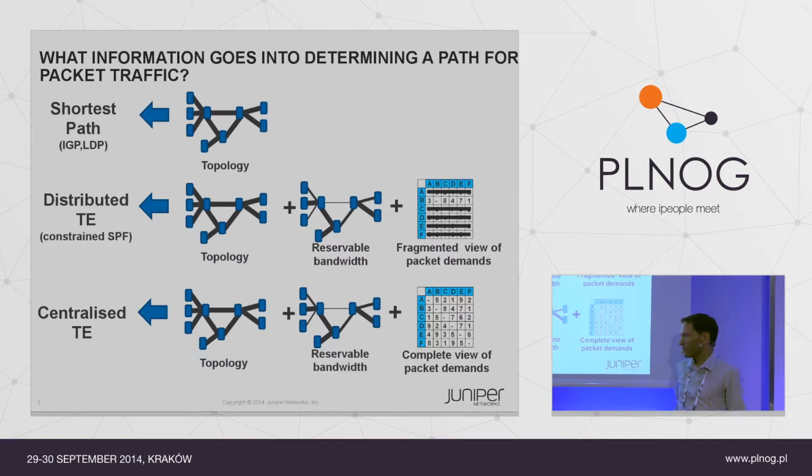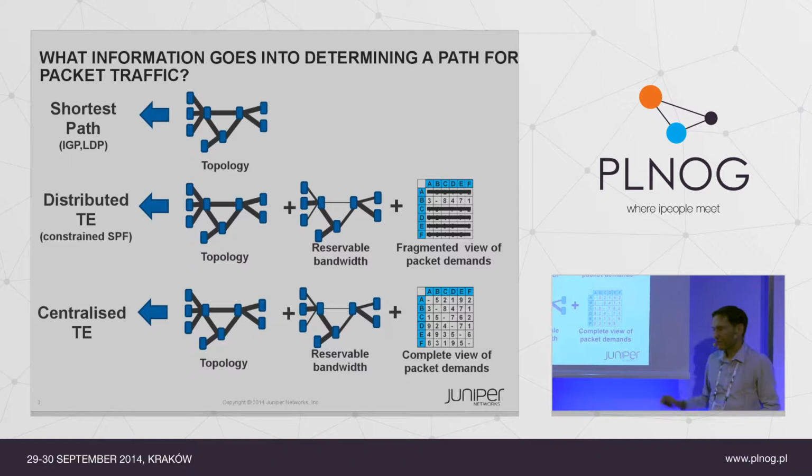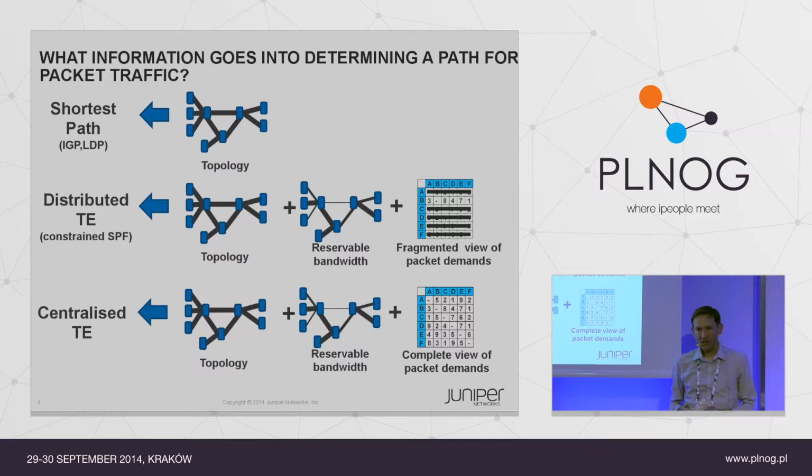Now, the ultimate is to have centralized traffic engineering. We have a centralized controller, which, as well as having knowledge of the topology of the network and how much bandwidth is available on each link, has knowledge of the full view of packet demands network-wide. Because it's got this full visibility, it can better resolve conflicts and can create a more optimum set of LSPs to satisfy all of these different traffic demands.